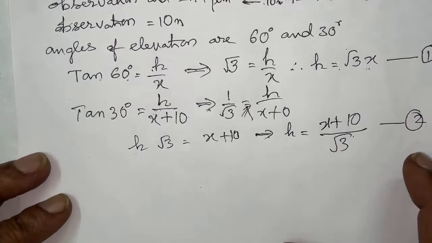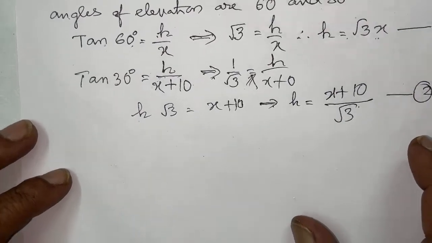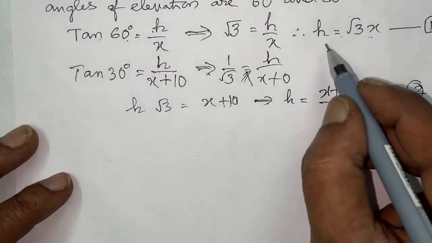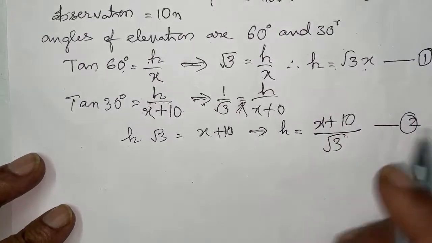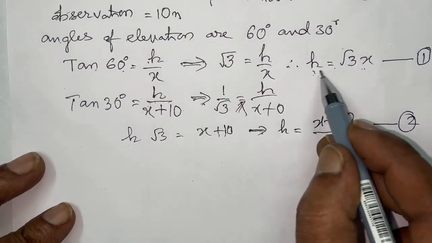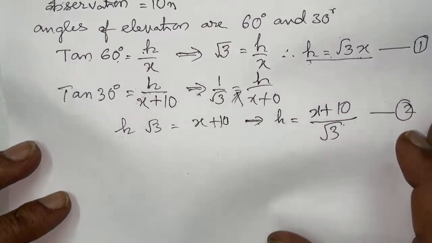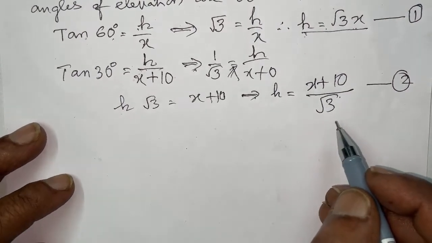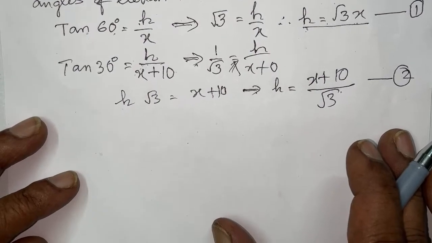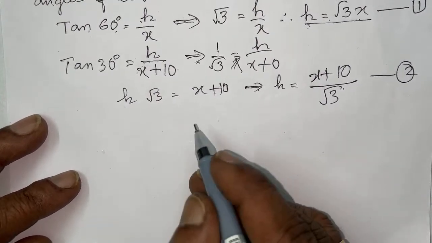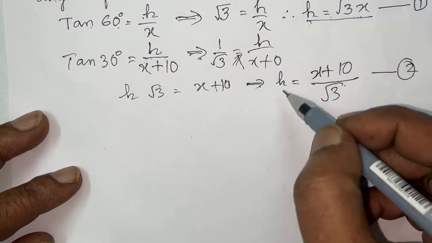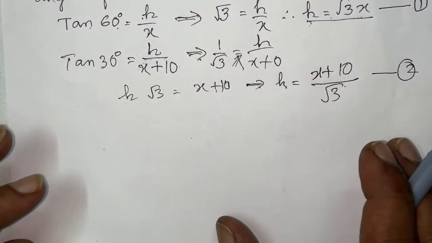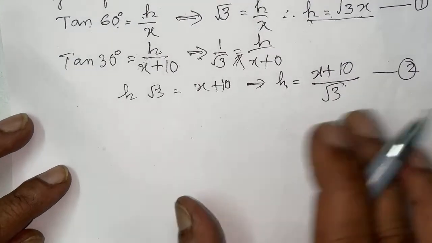So now we are going to equate both the equations here. What is the first equation? First equation is h is equal to root 3x. Second equation is h is equal to x plus 10 by root 3. So now that means h is equal to h. We are taking both the values.